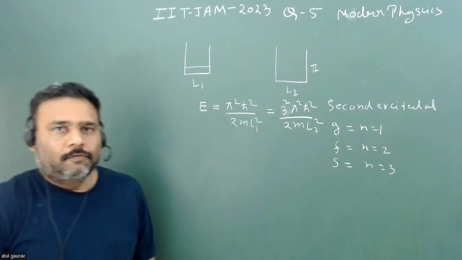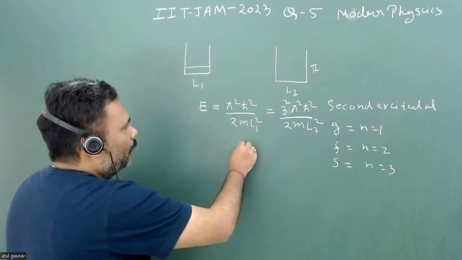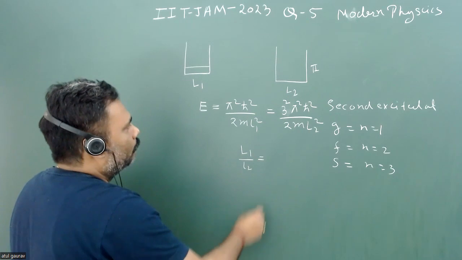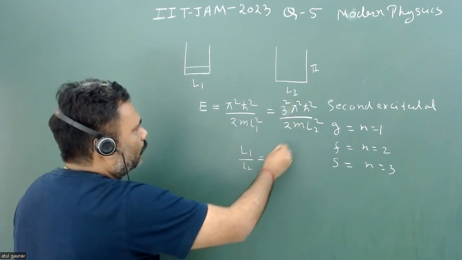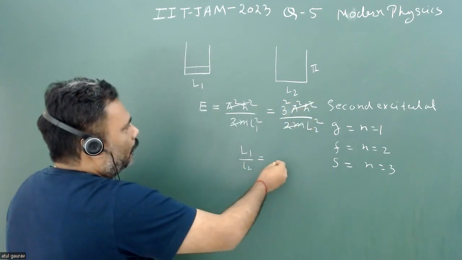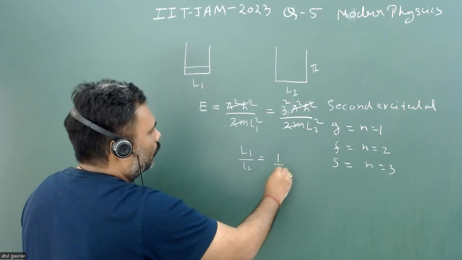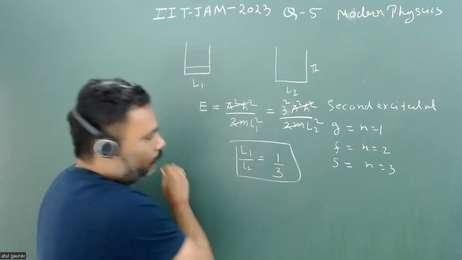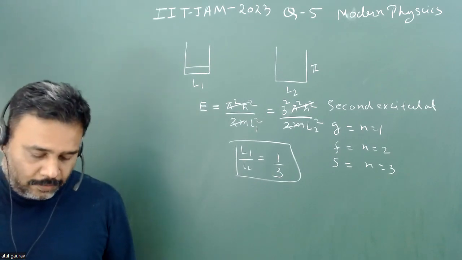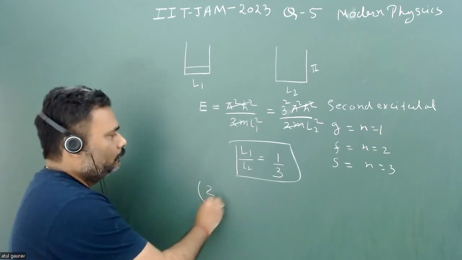So what we have to do? We have to calculate L1 by L2. So we can easily calculate L1 by L2, we can take it here, that will become there, and all the other parameters will cancel out. And what we will get? L1 by L2 is equal to 1 upon 3. So this will be option, I think option number 2 is correct. So option number 2 is correct.